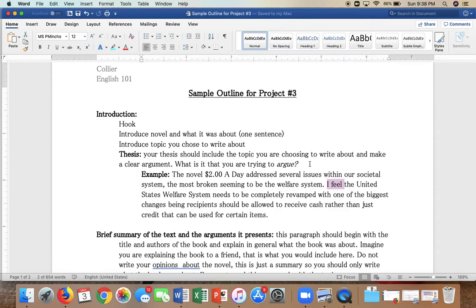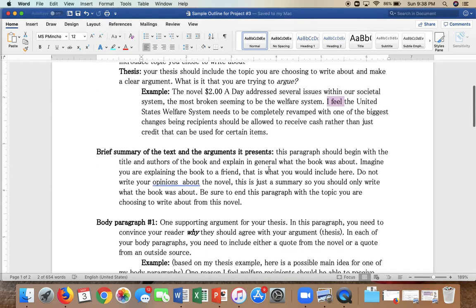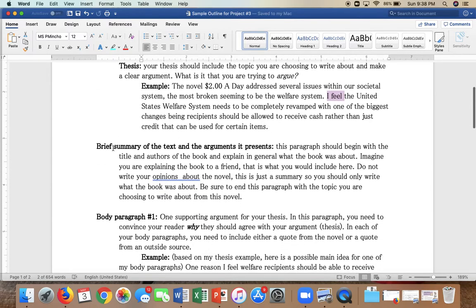So when you're considering how you're going to develop your thesis, make sure it's something that somebody else would argue against you. The next paragraph, really quickly and briefly, will be a summary of your text and the arguments that you're presenting. So you'll start with, again, the title and authors of the book and just take a few sentences to explain what the book was about, almost as if you're explaining it to somebody who hadn't read that book before.